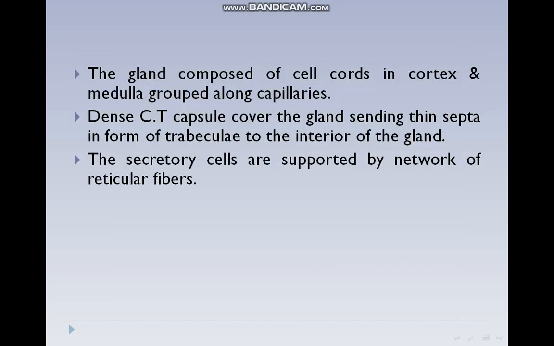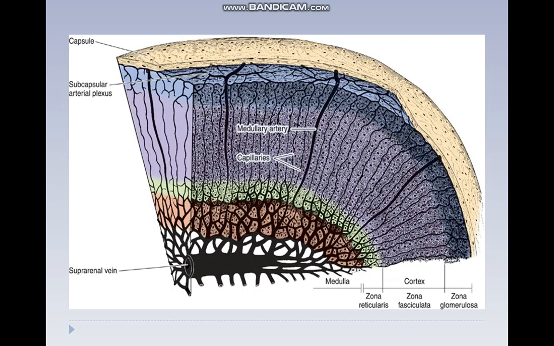The cells of the gland are in the form of cords of cells supported by a network of reticular fibers, and they are separated from each other by sinusoidal capillaries, and the whole gland is covered by a connective tissue capsule that sends trabeculae of collagen fibers within the parenchyma of the gland.